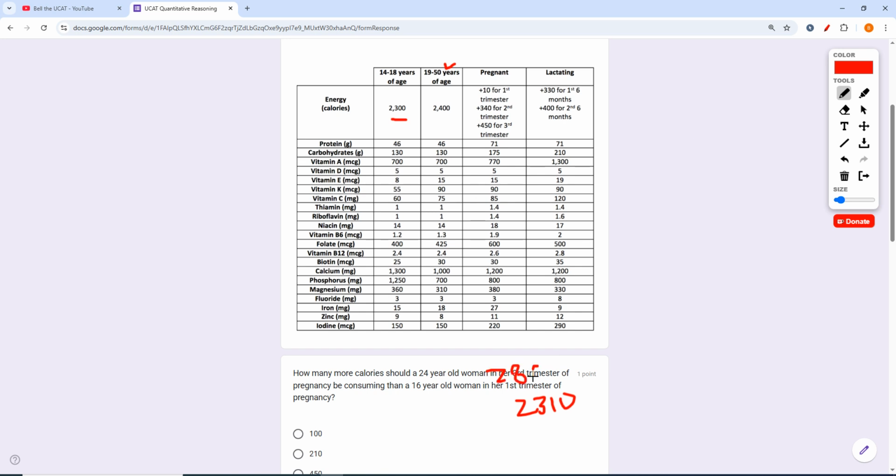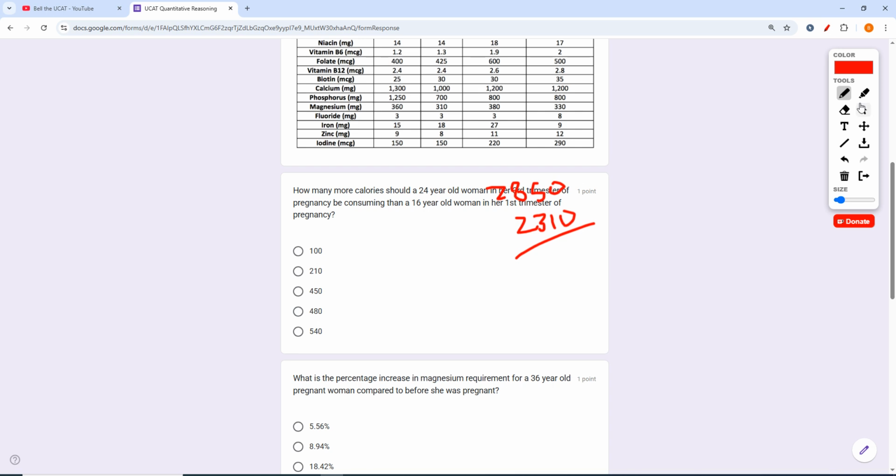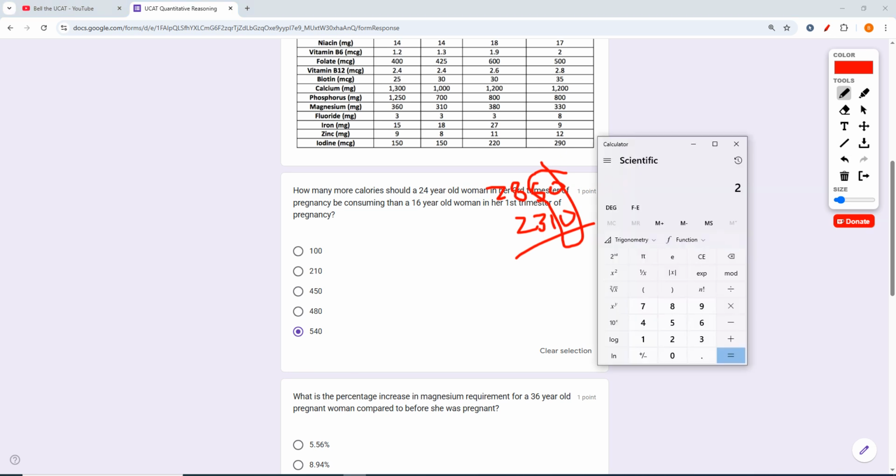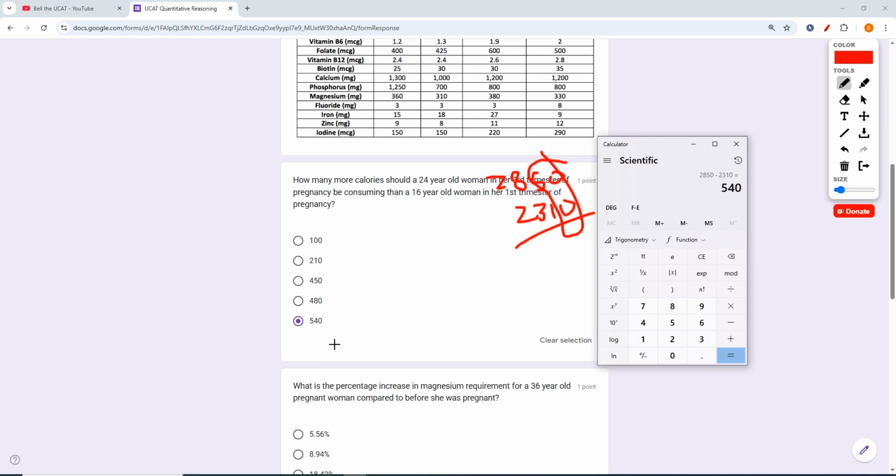Do I have 2850? In the 1st trimester, 50, 10, 40, any option with last digit 40. Got it, that's my option. Right, 50 take away 10, I didn't bother doing the rest of it. So I did 50 take away 10, 40, last digit 40. Alternatively, just to satisfy, 2850 minus 2310 gives 540, there you go.